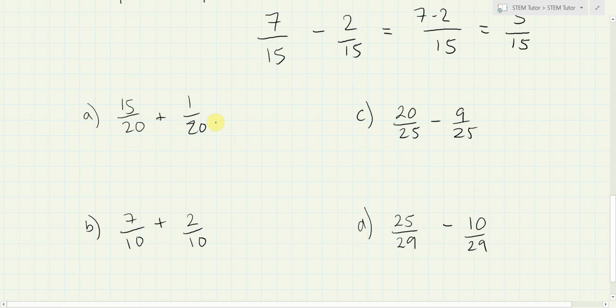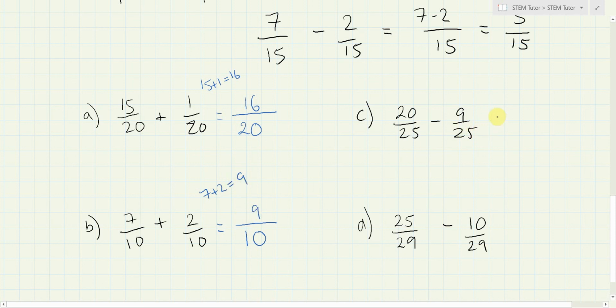Okay, to go through the answers, for A, we had 15 over 20 plus 1 over 20. The denominator remains the same, 20. And the number at the top, the numerator, will be 15 plus 1, which is 16. So 16 over 20. For B, again, the denominator is the same, so it's 10. And the number at the top will be 7 plus 2, which is 9. So 9 goes at the top.